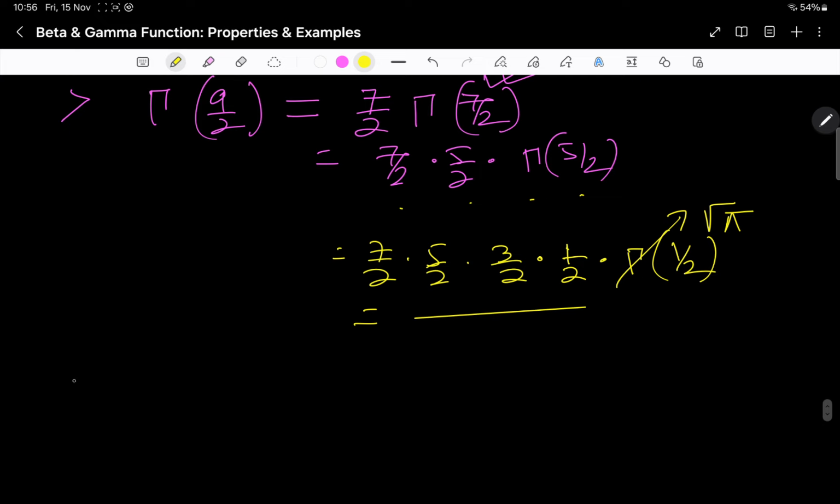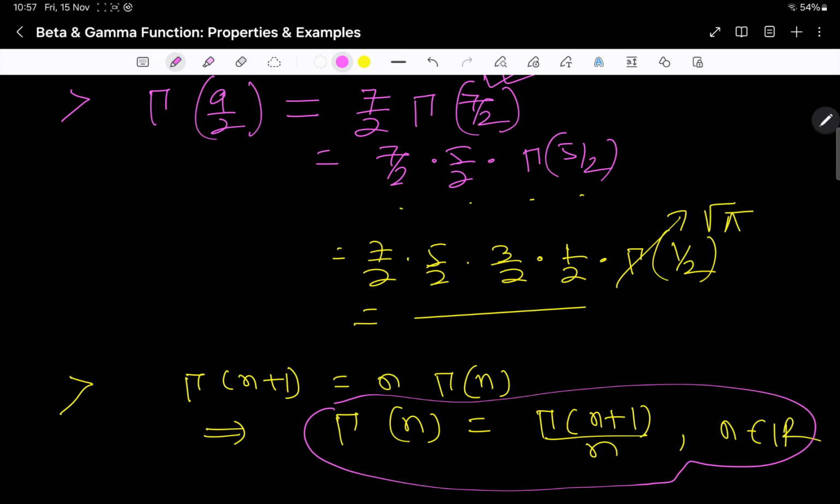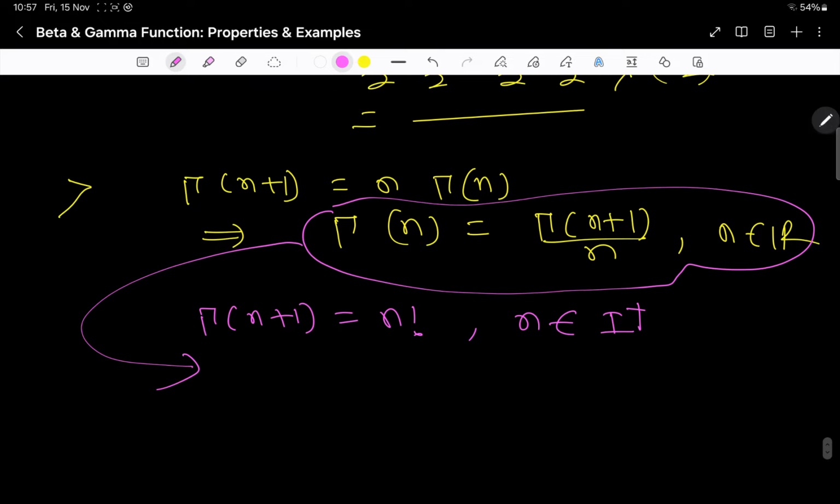Clear? So this property, as you know, gamma n plus 1 is n gamma n. So that means gamma of n will be gamma of n plus 1 divided by n, for n any real number. Now this property will be used. But as you saw earlier, gamma of n plus 1 is factorial n for n a positive integer. Now we'll use this to find many important results.